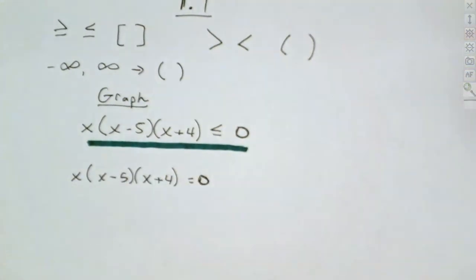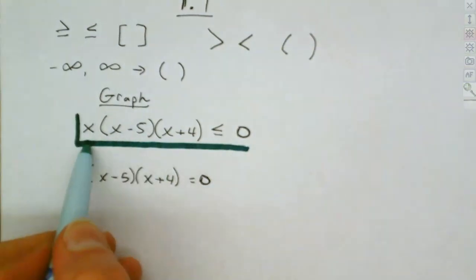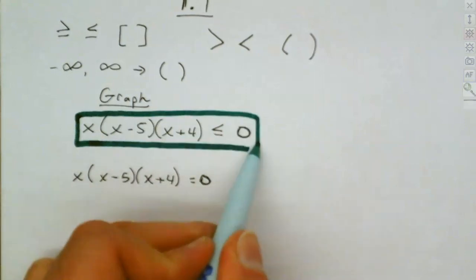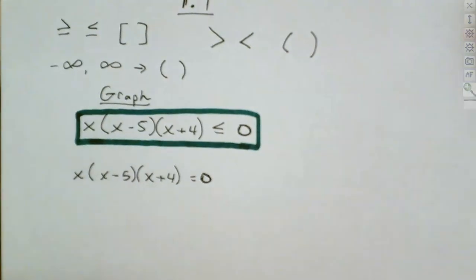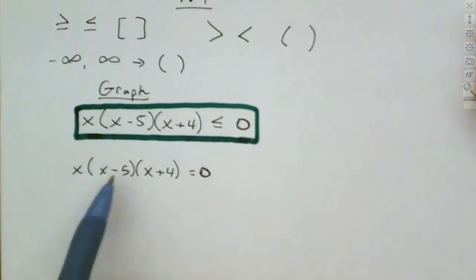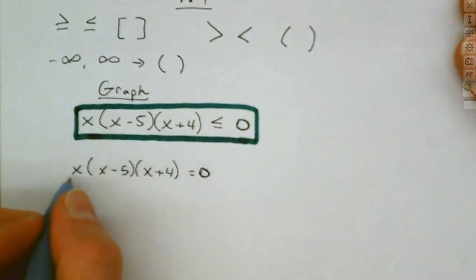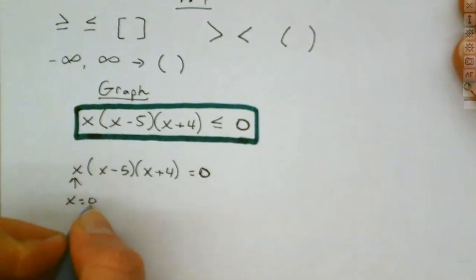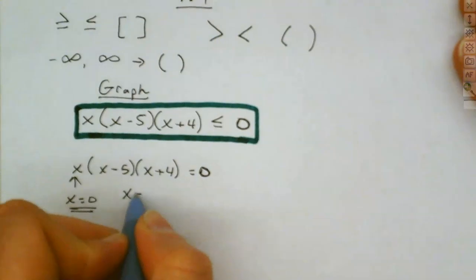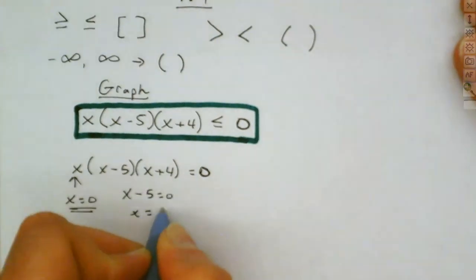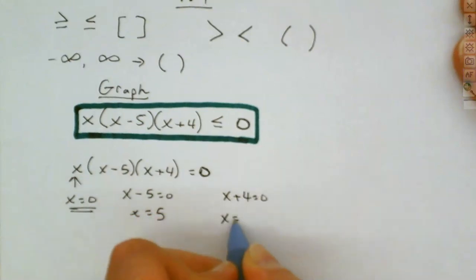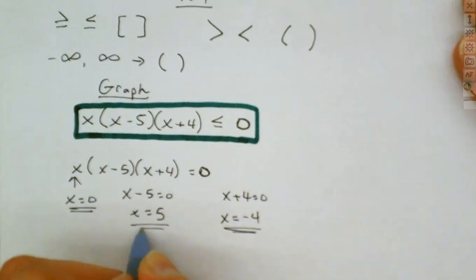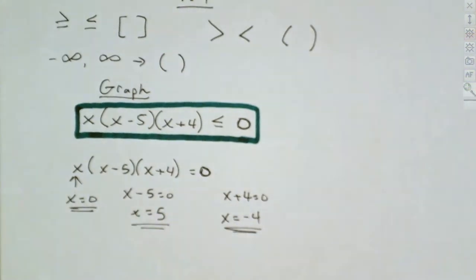And if I gave you this to solve, well, you wouldn't have to factor because it's already done, isn't it? This is our original. I'm just putting a box around it so we don't lose it. But this one has already been factored out. So what would your answers be? Well, they would be x equals 0, x minus 5 equals 0, so x equals 5, x plus 4 equals 0, so x equals negative 4. Right? It's already been factored.